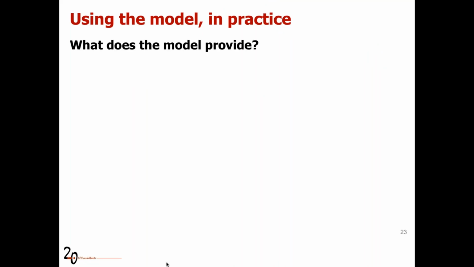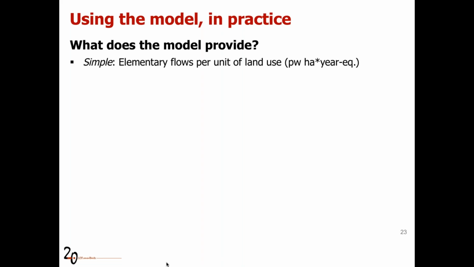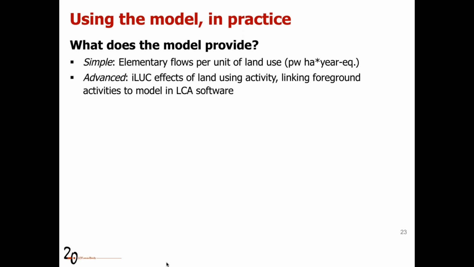So first of all, what does the model provide? Why should you use this model? Well, first of all, the model can provide a very simple result, which is elementary flows per unit of land use, expressed as a productivity weighted hectare per year equivalent, as you have seen. But a more advanced result can also be obtained. For example, we can obtain the indirect land use change effects of land using activities that are linked to the foreground activities of the model in LCA softwares.